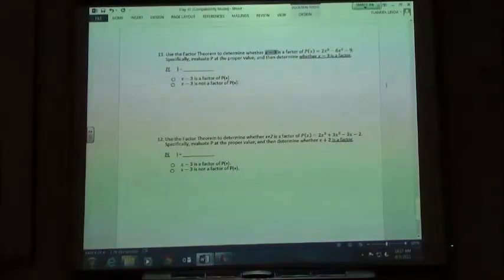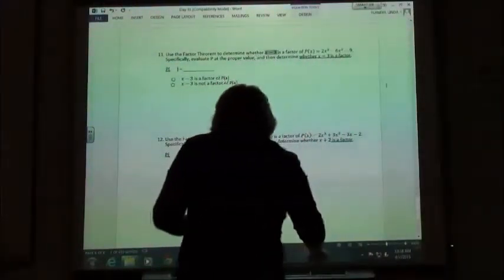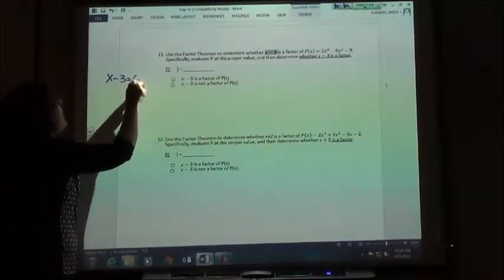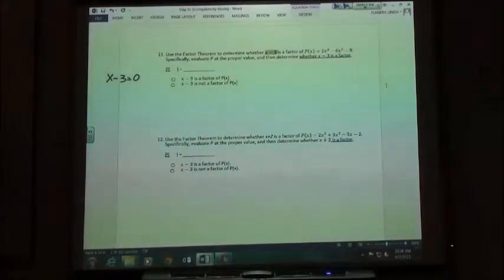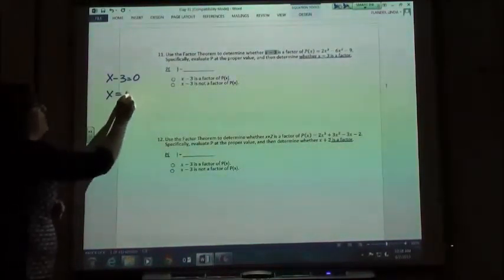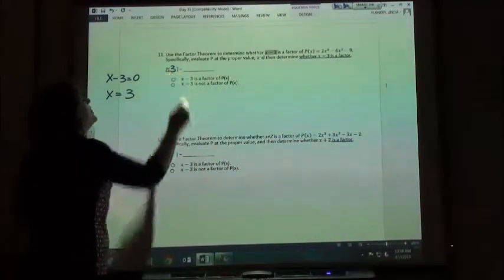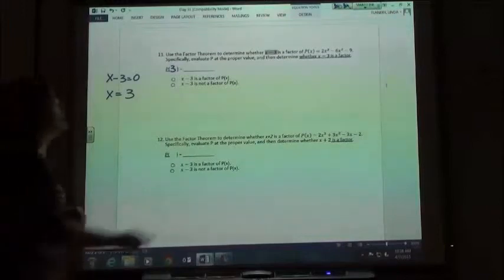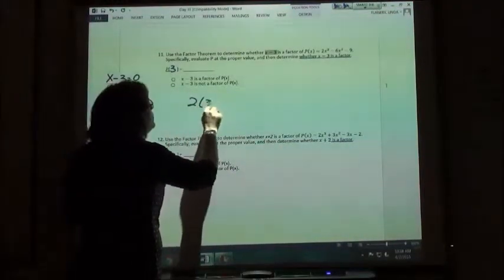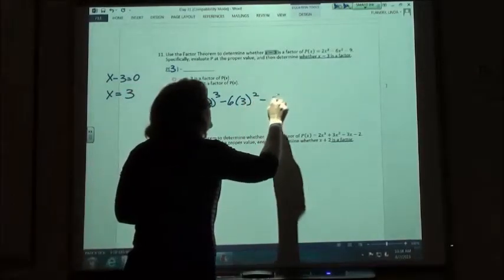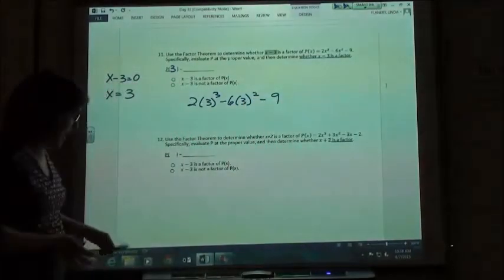Okay, so we want to determine whether x minus 3 is a factor. If x minus 3 is a factor, then we have to use x equals what number? 3. So we're going to put the 3 in the parenthesis, and then we're going to put 3's in and find out what our number is. So 2 times 3 cubed minus 6 times 3 squared minus 9 is what we're checking.